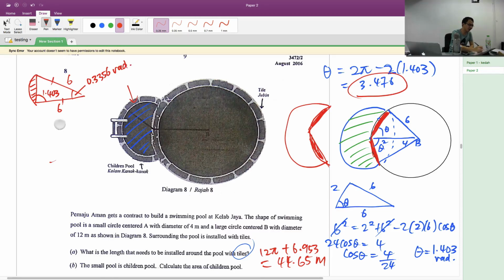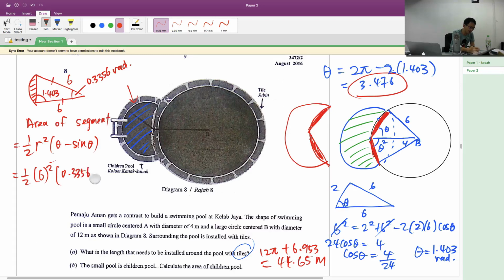Alright, so I want to get the area of segment first. Area of segment. That means the shaded region in this triangle. So we have the formula for area of segment. It's just half r square, theta minus sine theta. Alright, so half, my r is just 6, 6 square, my theta is 0.3356 minus sine 0.3356. Alright, so yeah, I will solve this one. So answer minus sine's answer.